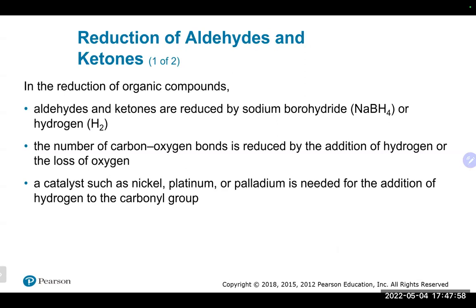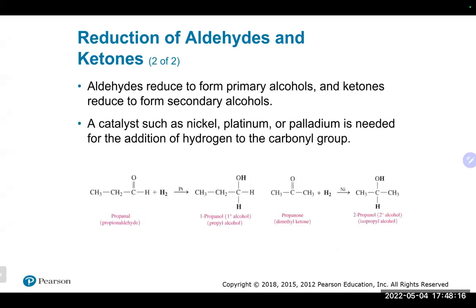Now, the reduction of aldehydes and ketones basically will take you back to the alcohol. So remember, oxidation and reduction reactions basically occur together. Oxidation goes one way. And if you want to go backwards, you do the reduction reaction. They could also be done here. So if we take our aldehyde, it will go back to our alcohol. And if we take our ketone, it will go back to our secondary alcohol.